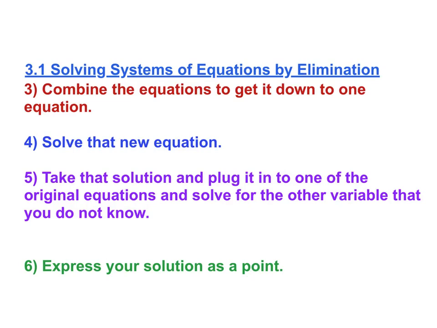Now, we're going to go through 3 examples. Like I said, the first example is going to be where the variables are ready to cancel out right away. The second one, we're going to have to multiply one equation by something, and the third example we're going to have to multiply both equations by something. So we're going to go through each one of those. 2a, 2b, 2c, and then 3, 4, 5, and 6 will be the same for all 3 examples.